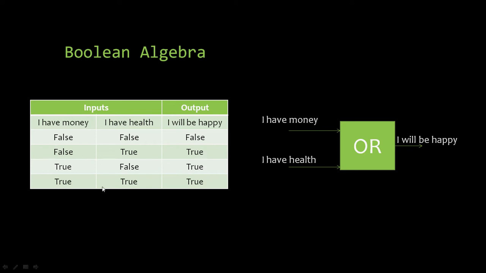But what happens if both of them are true? If both of them are true, the output is also true, because at least means that one of them can be true, but also the other one can be true. So it means that only one or the two of them can be true. In those circumstances, the output is true. Let's change it up a little bit.